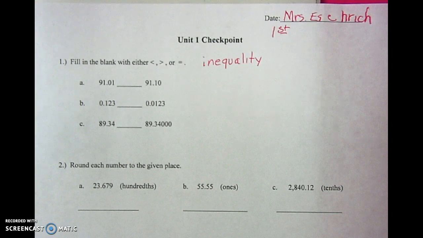Letter B, 55 and 55/100ths, you're doing it to the ones, or sometimes we call it the units. Okay, once again, underline what you're rounding to. Look to the right, 5 or more, make it soar, 4 or less, give it a rest. For letter C, it's 2,840 and 12/100ths, and you're rounding to the nearest tenths.